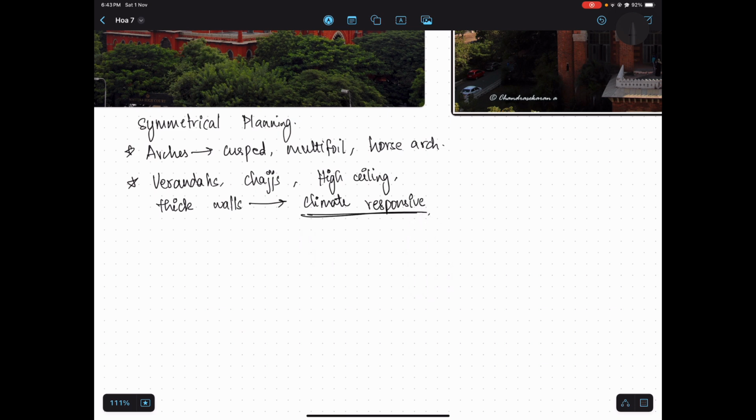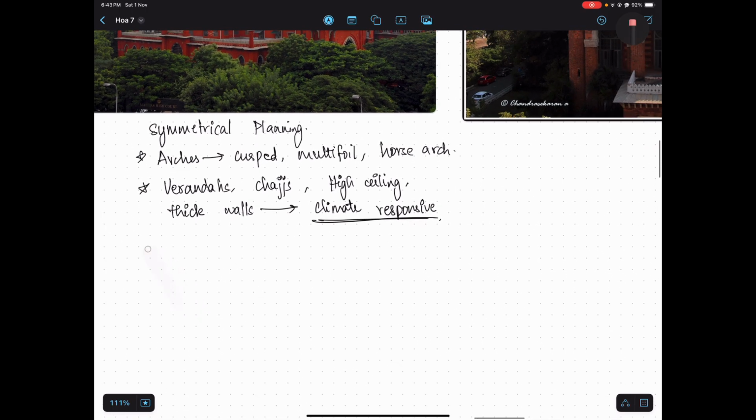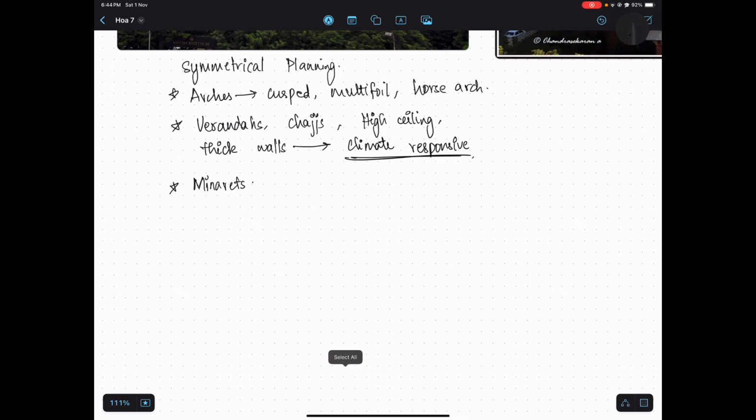And they also had minarets. And if you see the materials, it's again red brick. And they also used cast iron for railings. And this material, the cast iron for railings, is something that was introduced by the Britishers, and it was a product of their industrial revolution.